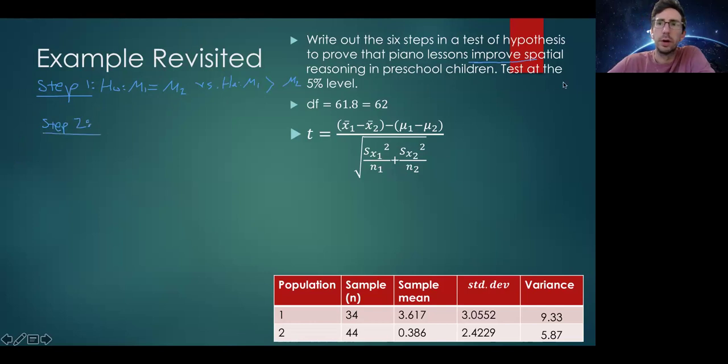Step 2, we state our alpha, and we're given that here, test at the 5% level. So alpha equals 0.05.